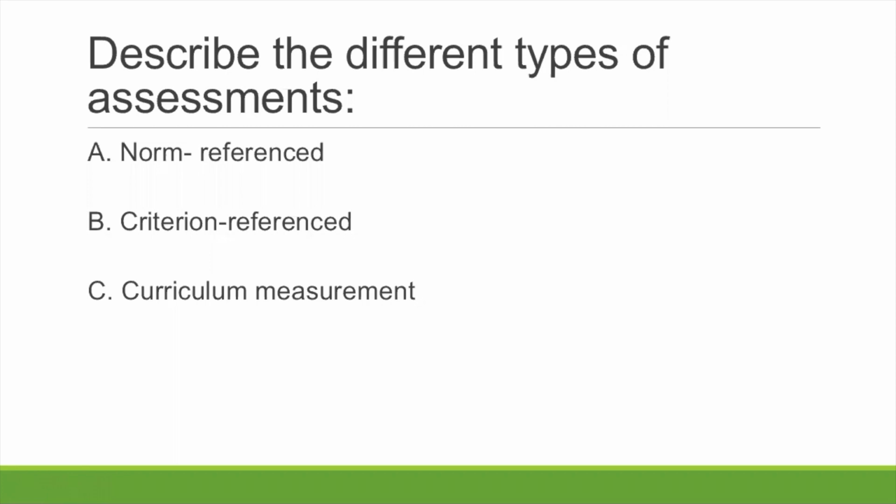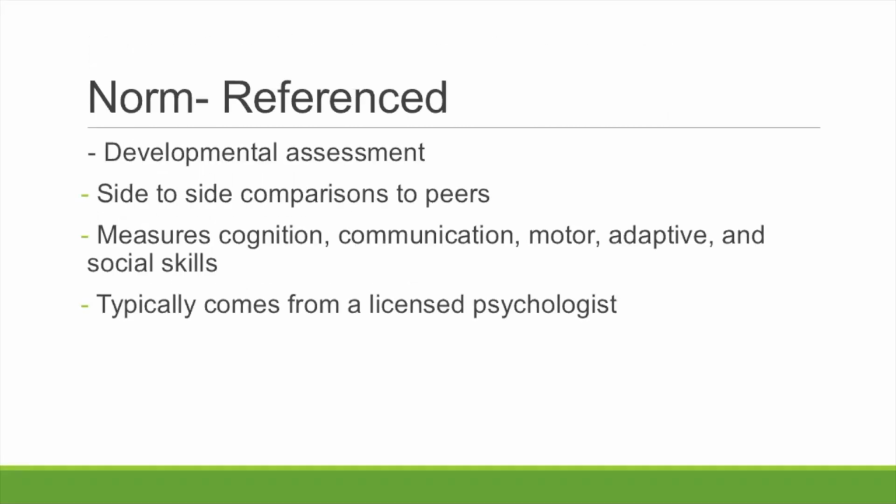Describe the different types of assessments. Norm reference, criterion reference, curriculum measurement. Norm reference. Norm reference developmental assessments provide information about how your child is developing in all areas compared to peers his or her own age.